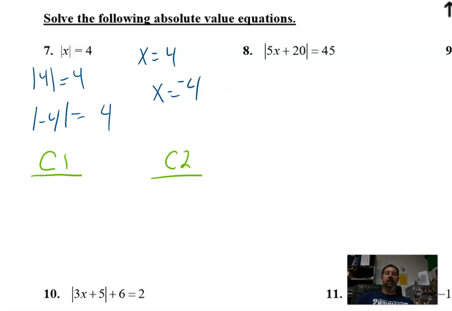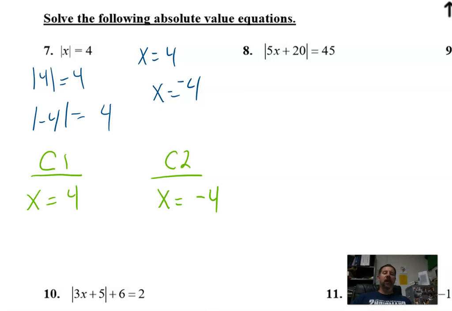For this problem, it would look something like this. Case 1, case 2. On case 1, what you do is you just drop your absolute value sign. So if I drop my absolute value, I get x equals 4. On case 2, you're going to drop the absolute value sign, but you set this side over here negative. You're saying, what if all that stuff inside the absolute value was equal to a negative?